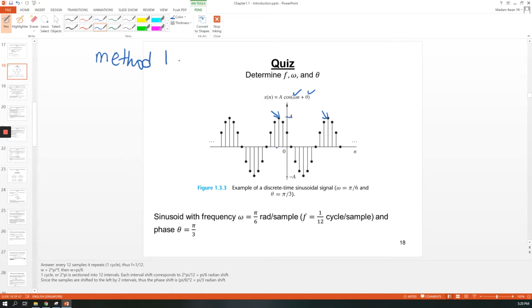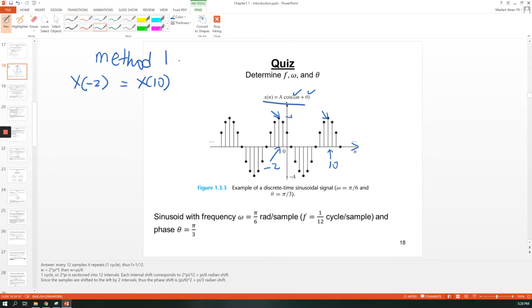So this is where n equals -2. This is the n-axis, this is n minus 2, and then this point is n equals 10. If you count from 0, 1, 2, 3, 4, 5, 6, 7, 8, 9, 10. So in short, x[-2] and x[10] are the same.